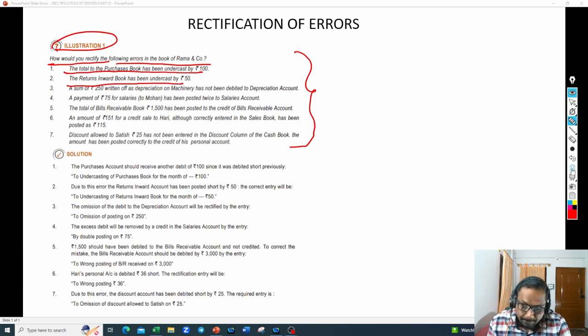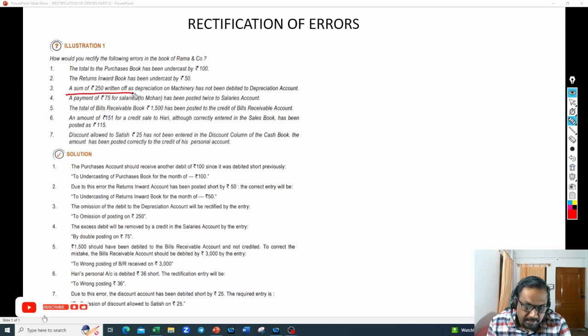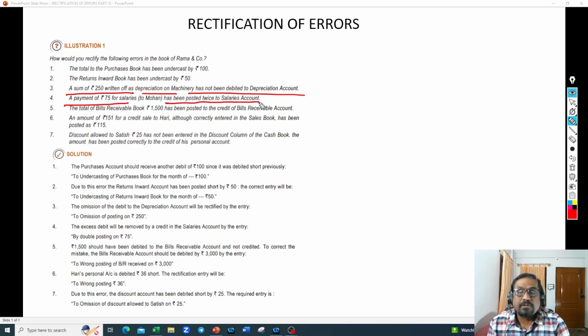Next one. A sum of 250 rupees written off as depreciation on machinery has not been debited to depreciation account, he is saying. Next, a payment of 75 rupees for salary has been posted twice to salaries account. So salaries account is double posted. Next, the total of bills receivable book 1500 has been posted to the credit of bills receivable account. Bills receivable account is an asset. It should be posted to debit, but it is posted to credit. So how to rectify all these things we are going to learn now.